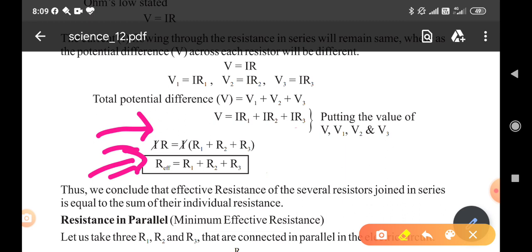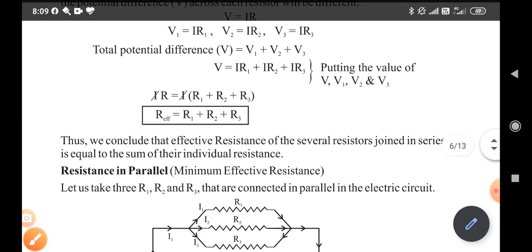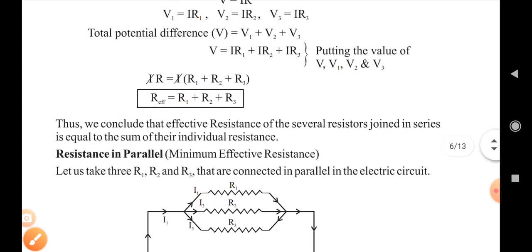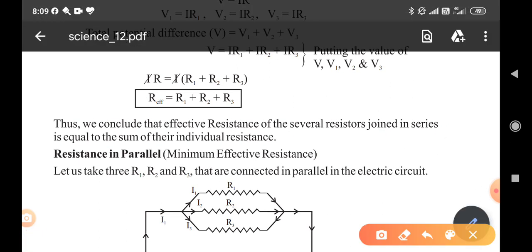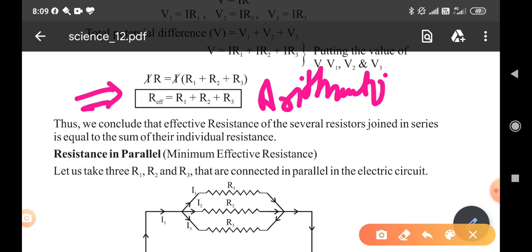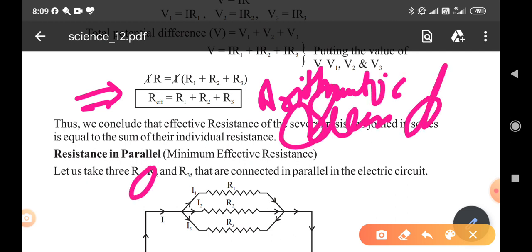Or simply, we can say that in series connection, it is the arithmetic sum, the addition in a simple way. Therefore, we can say that for n resistors, this is the arithmetic sum of all the given resistors.